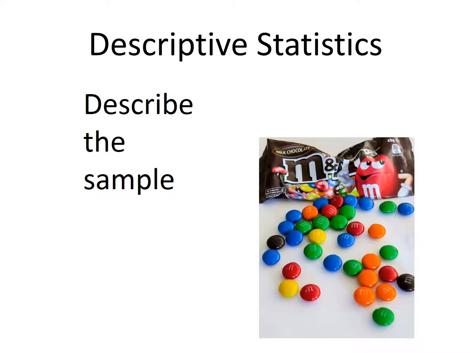Descriptive statistics include measures of central tendency and measures of frequency. For example, the descriptive statistics for our sample of M&Ms might include the frequency for each color and the average or the mean number of each color. I hope you find that the descriptive statistics are pretty straightforward.